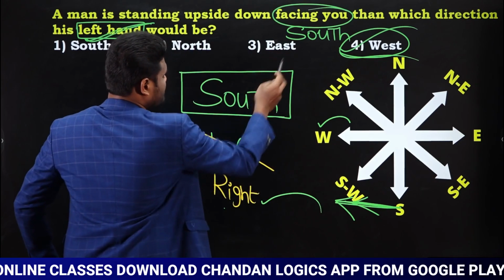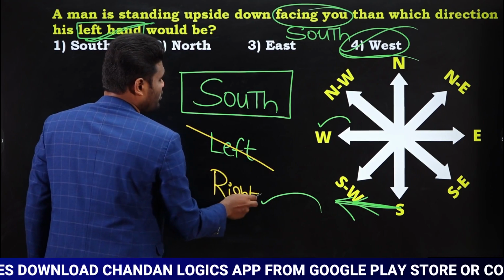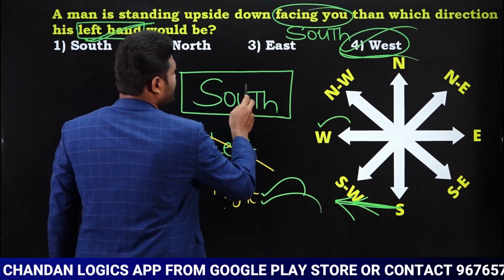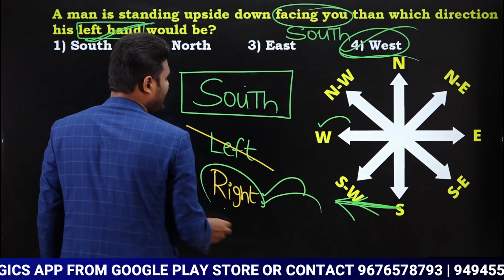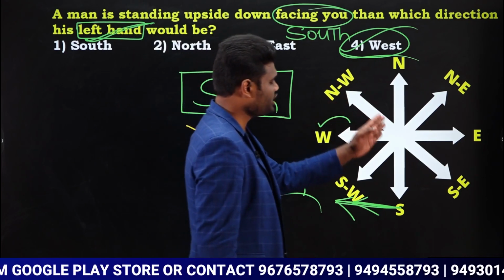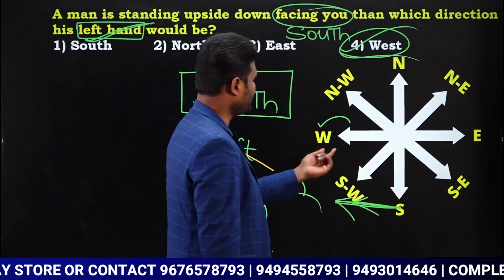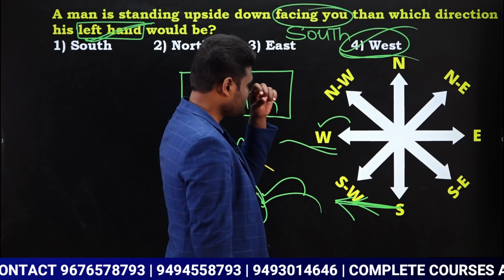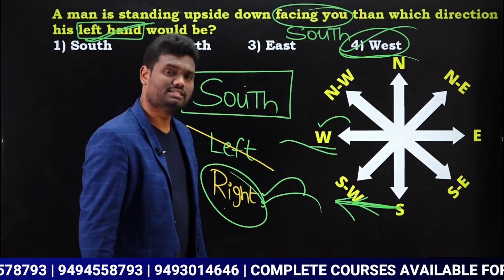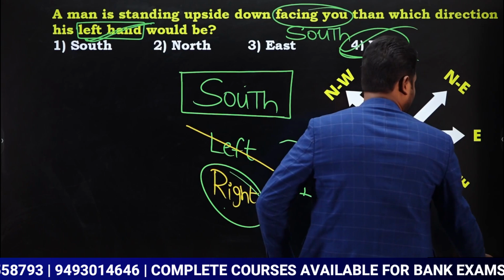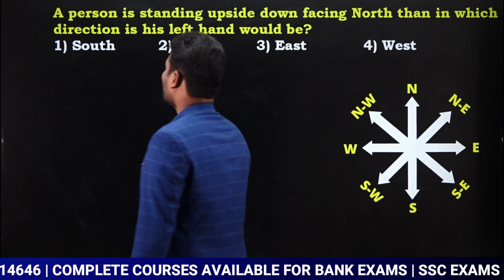So, south direction, the question is given as left, you take it as right. So when the person is facing towards south direction, right hand is going to be your answer. Person facing towards south, right hand is nothing but west, which means the answer is going to be west direction. Is that clear? Very simple and important pattern. Look at the next question.